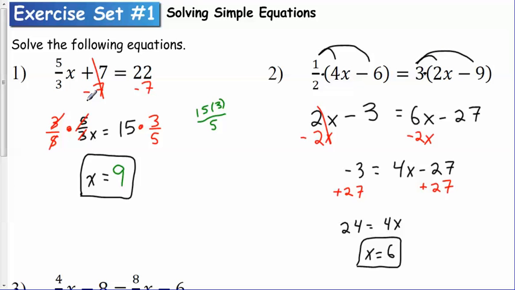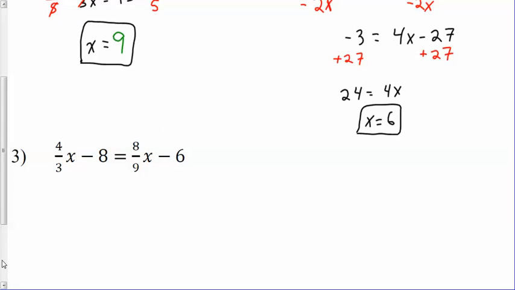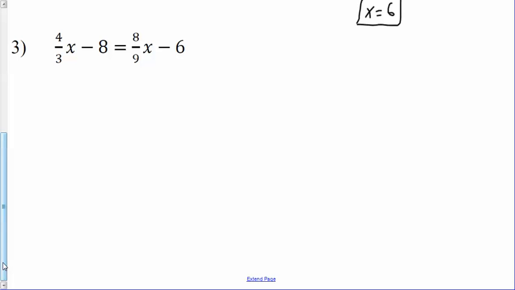In this case, I did not have to do any simplifying on the left side or right side, but this was an important one to go over because it taught us how to get rid of a fraction coefficient. And now if we look at the last example in this exercise set, this one has fractions, and so I have 4/3 x minus 8 equals 8/9 x minus 6, and right away people look at it and go, oh no, fractions, what am I going to do?